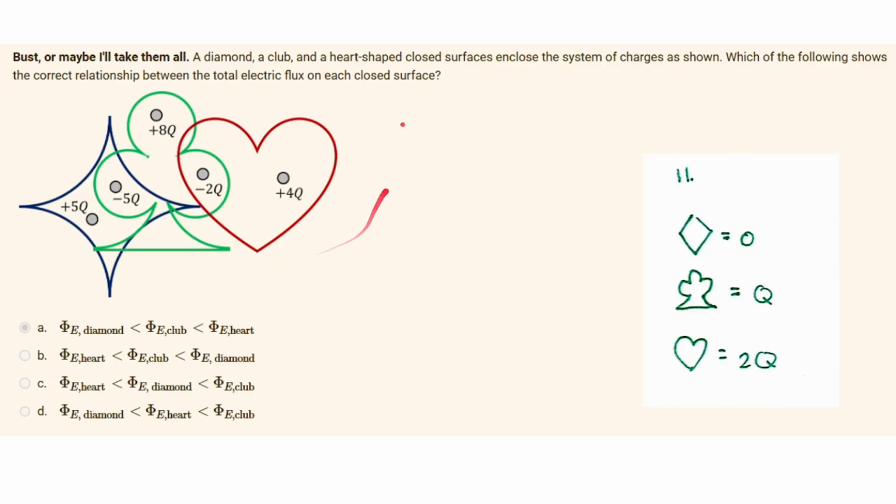So for this question, it's a very simple question. Just count how much charge is in each shape. Heart, there's 4 minus 2 is 2. The clubs is positive 1, and the diamond is equal to 0. Yeah, diamond 0, clubs Q, heart 2Q, and then just make sure to read it properly. Diamond is less than club, less than heart.